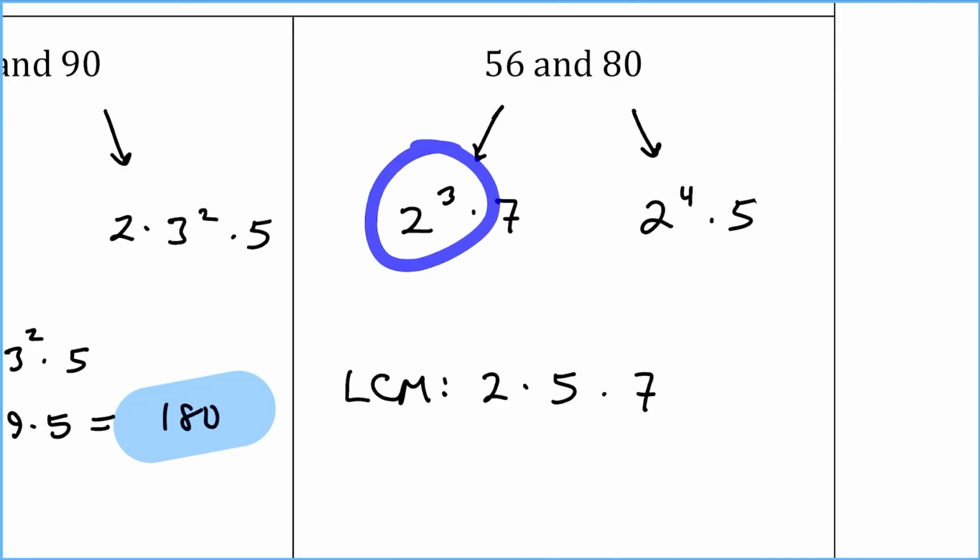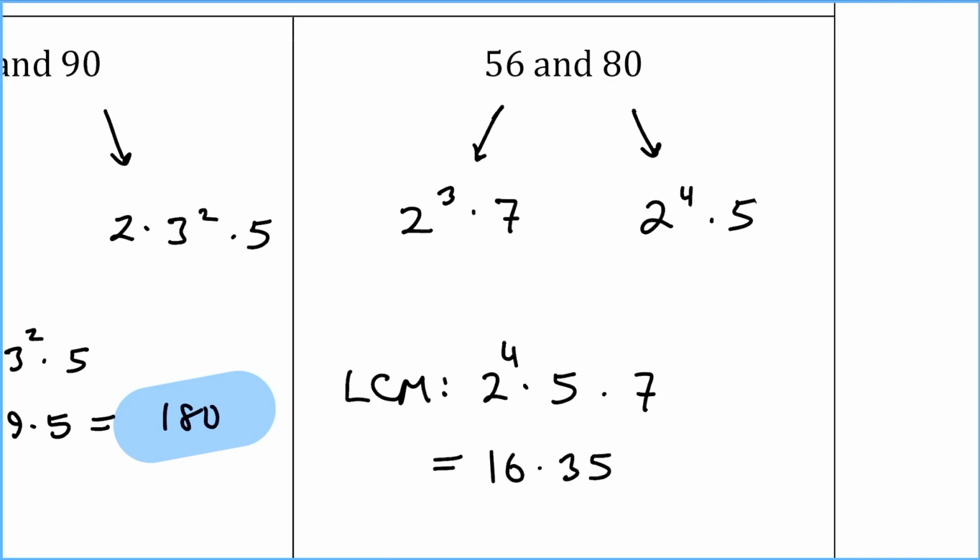Now, what is the highest exponent on the 2's? 4. So we're going to use 2 to the 4th power. This gives us 16 times 35, and I'm going to use a calculator for this one. 16 times 35 is 560. 560 is the least common multiple of 56 and 80, meaning it is the smallest number, least, that is divisible by 56 and 80. That's what that means, right?